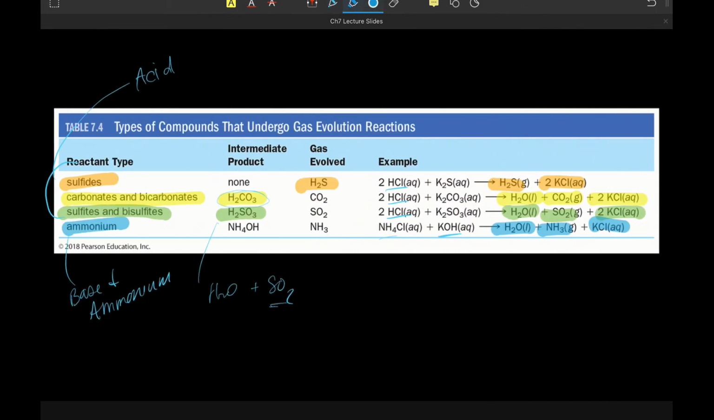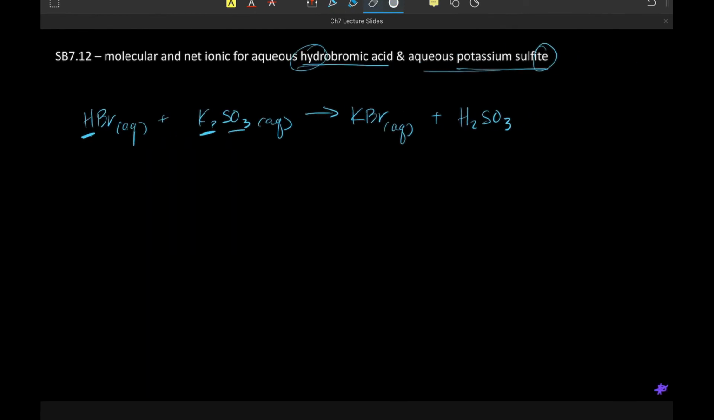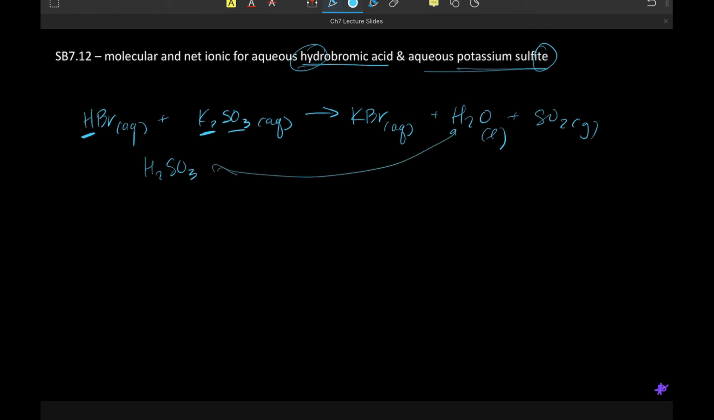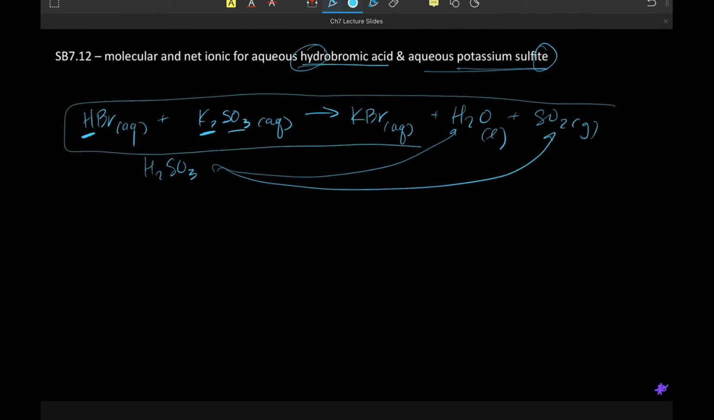H2SO3 is on this list of things that produce gases. As in sulfites and bisulfites produce gases. So this compound is going to break down to form H2O and SO2. This will be our gas, and this will be a liquid. So anytime we're tempted to write this as an intermediate, this is really going to just give us these two things. And so our total reaction looks like this. So that's our complete molecular.